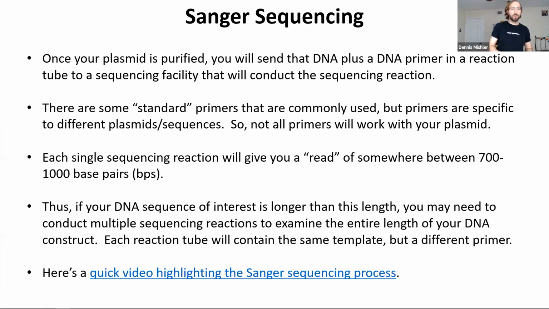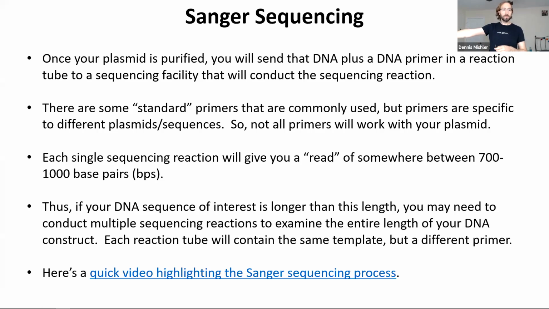So the plasmid's purified. What we need to do now is send that plasmid with a primer to get a sequencing result. The way we do that is we take some plasmid and a specific primer, mix them together in one reaction tube, and send that, usually in the mail, or walk it over to a sequencing facility. That facility is going to read what DNA sequences you put in there. You put this primer in with this plasmid, and they're then going to conduct a sequencing reaction for you.